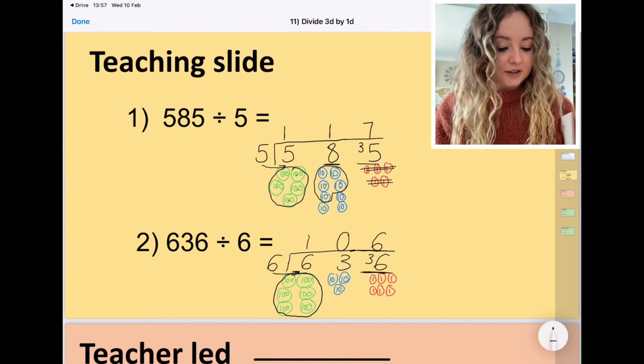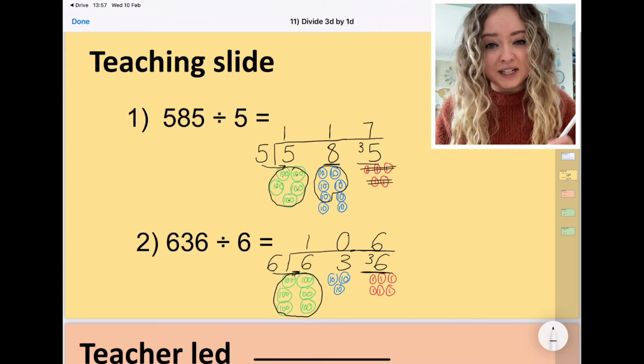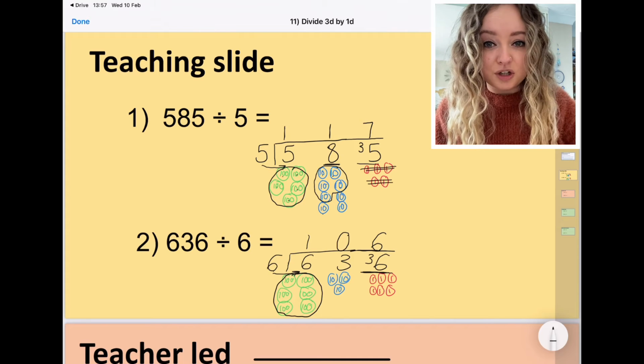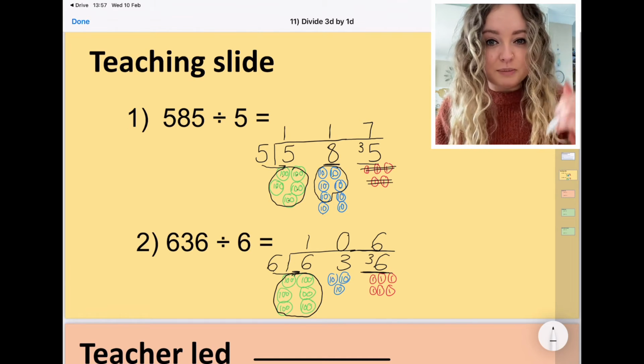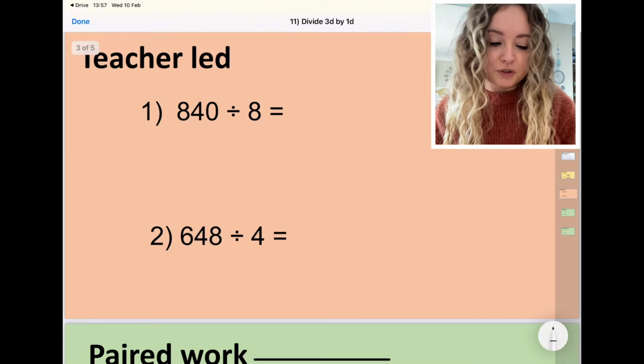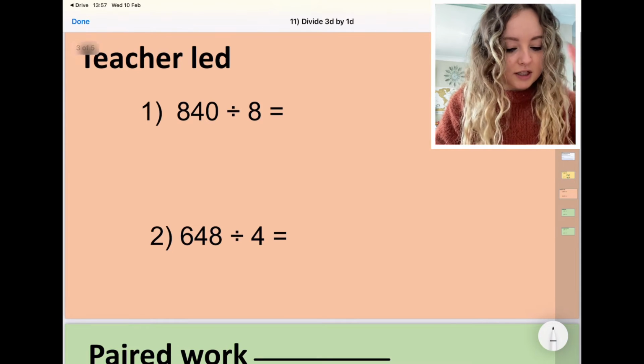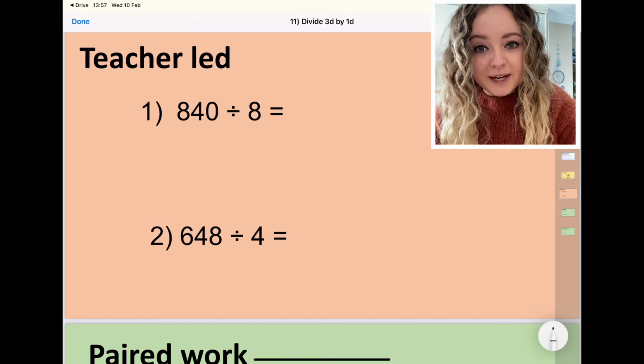Okay, so that is what we do if a number doesn't actually go into the number that we're asking. So 6 didn't go into 3, so we put a 0 and regrouped. All right, let's try again. So teacher led, do these ones with me.